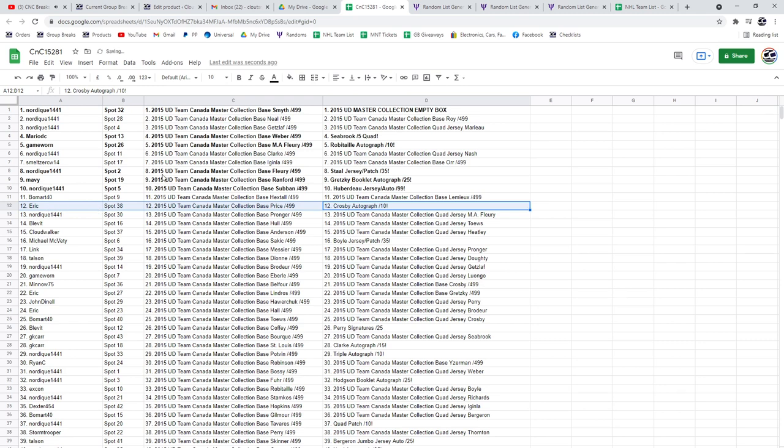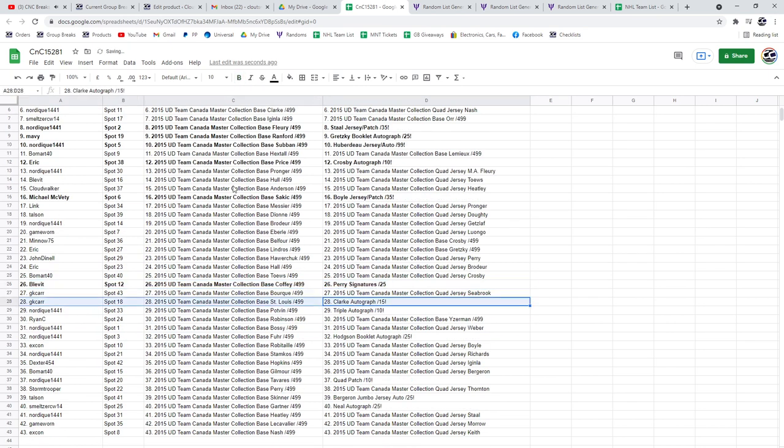The Crosby auto goes to Eric. The Boyle goes to Michael McVie. The Perry signatures goes to Blev. The Clark auto GK. The triple auto out of 10 goes to Nordic. The Hodgson booklet, Nordic. The quad patch, Nordic. The Bergeron, Tolson, and the Neal autograph goes to Smeltz.